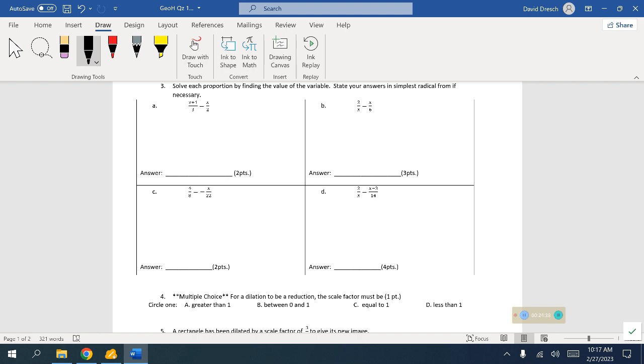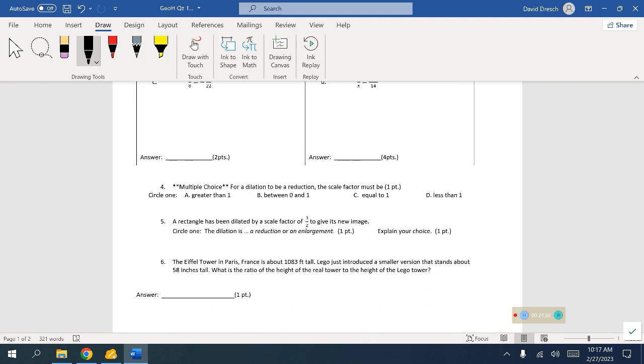All right, next couple questions, 4 and 5. 4 was letter A, greater than 1. Number 5, what does 3/2 represent? Is that bigger than 1 or between 0 and 1? It's an enlargement. 3 over 2 is greater than 1. Okay, number 6, one of our tops missed, actually.